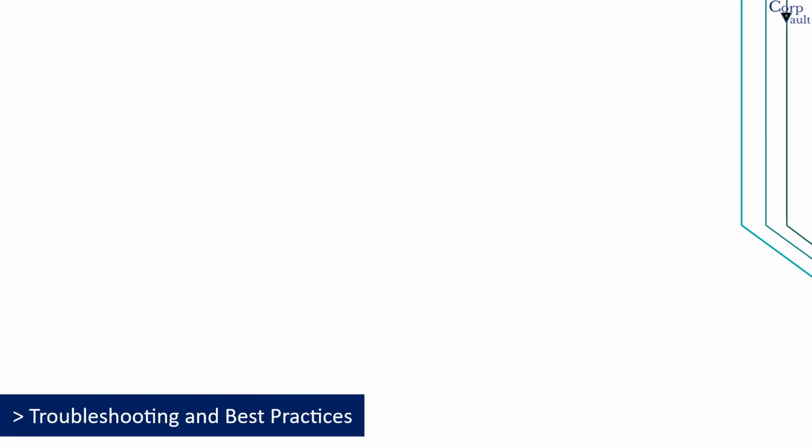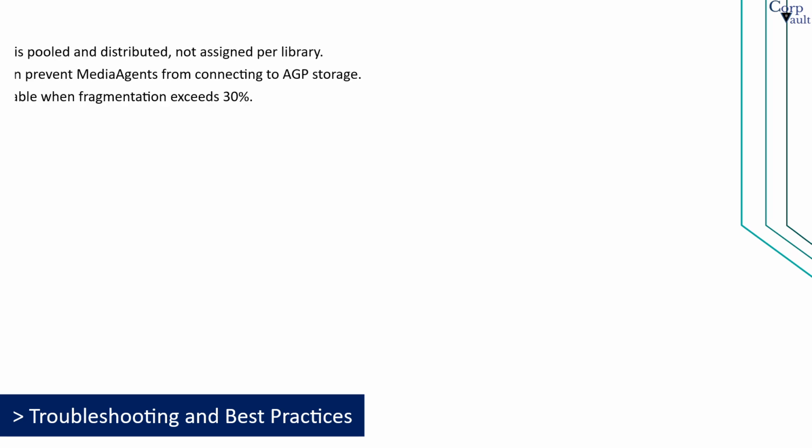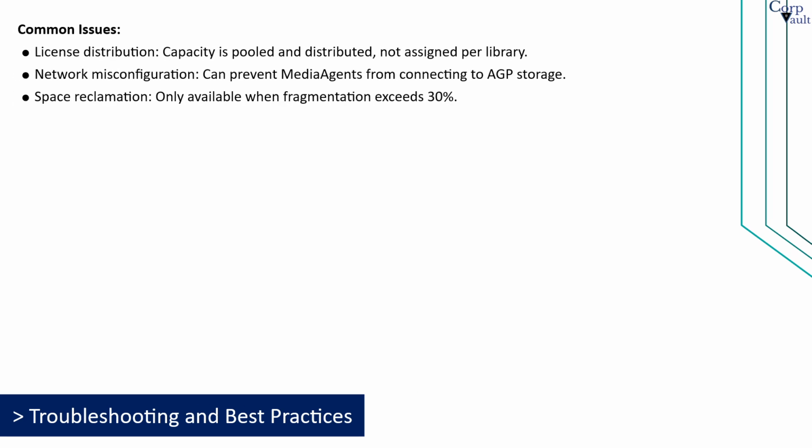Troubleshooting and best practices. Let's talk about real issues you will face. License distribution. The capacity is pooled and distributed, not assigned per library. Network misconfiguration can prevent media agents from connecting to AGP storage. Storage not freeing up, and space reclamation, which is only available when fragmentation exceeds 30%.